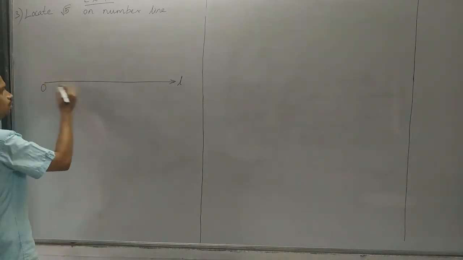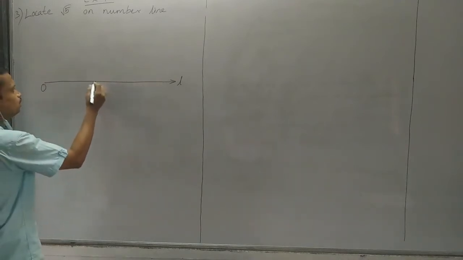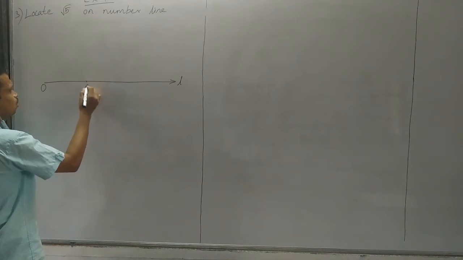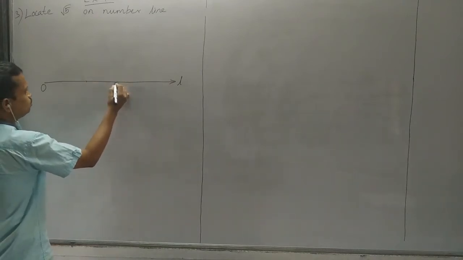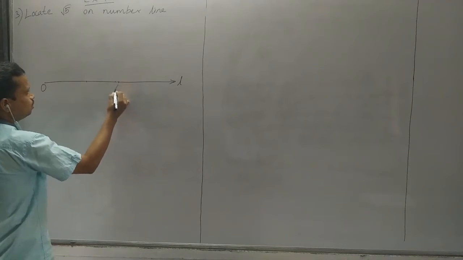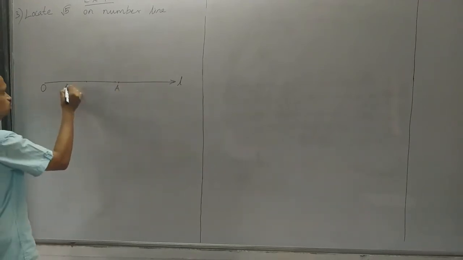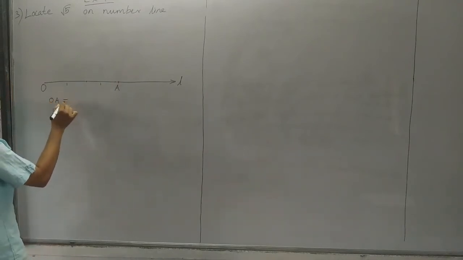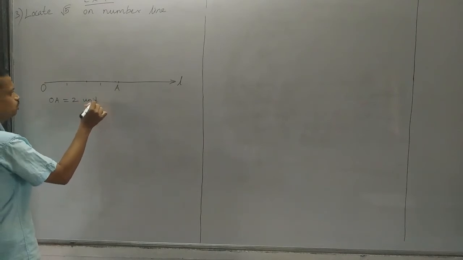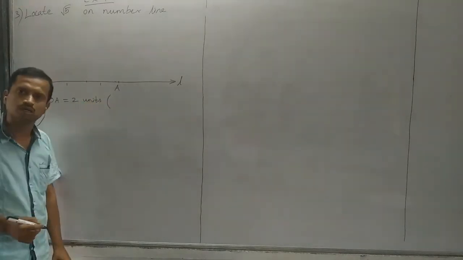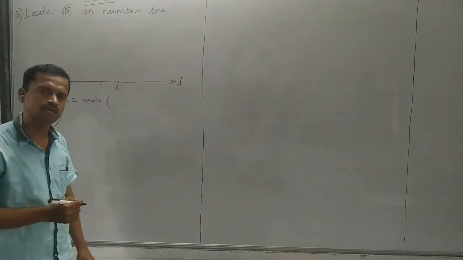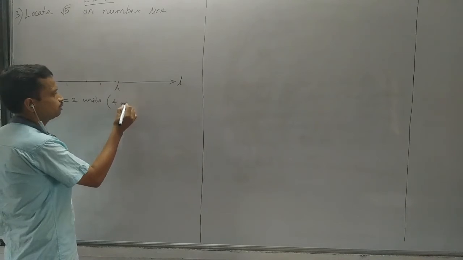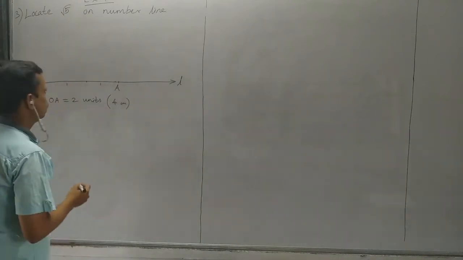So take this number line and take this as one point, and this as another point. This is A. This is 1 unit, this is 1 unit, totally 2 units. So OA is 2 units. For 1 unit we take 2 centimeters, therefore for 2 units you have to take 4 centimeters. Is it clear?